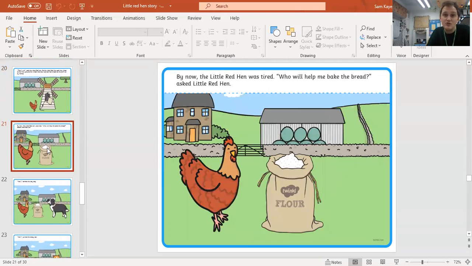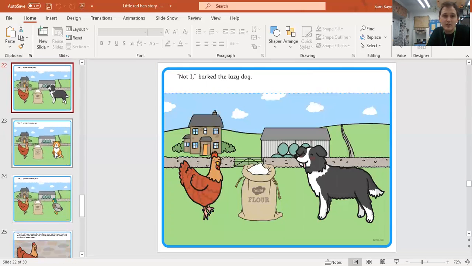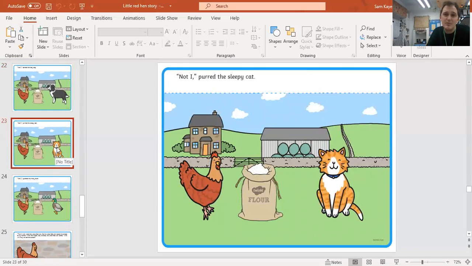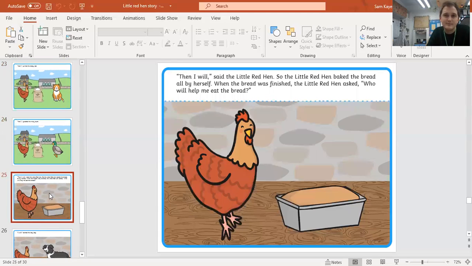By now, the little red hen was tired. "Who will help me bake the bread?" she asked. "Not I," barked the lazy dog. "Not I," purred the sleepy cat. "Not I," quacked the noisy duck. Quack, quack. "Then I will," said the little red hen. So the little red hen baked the bread all by herself. When the bread was finished, she asked, "Who will help me eat the bread?"